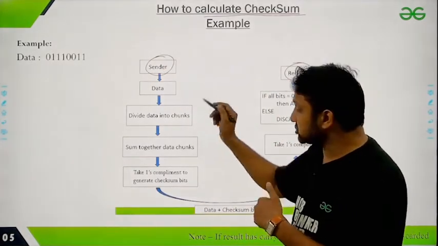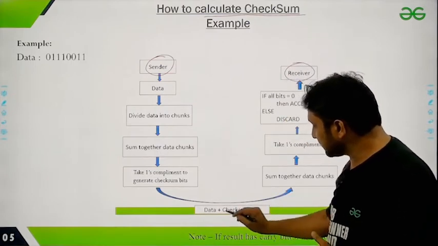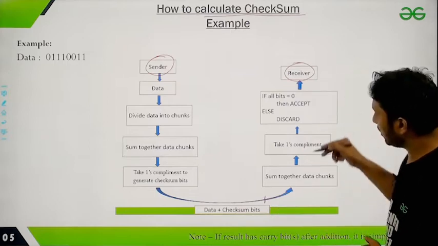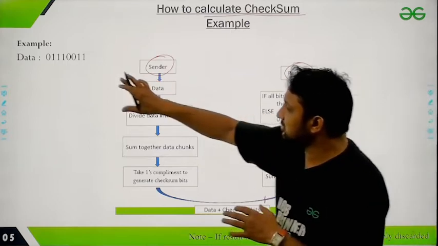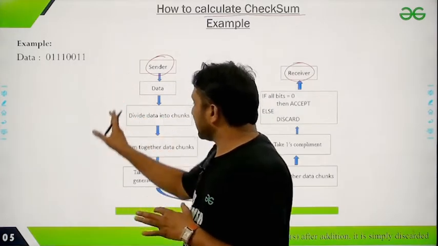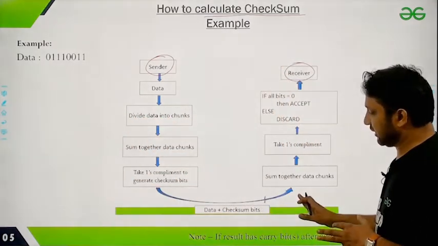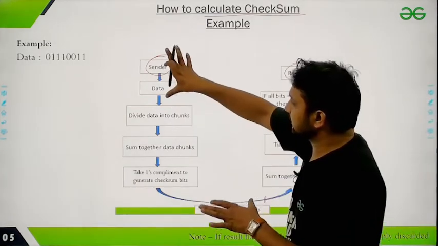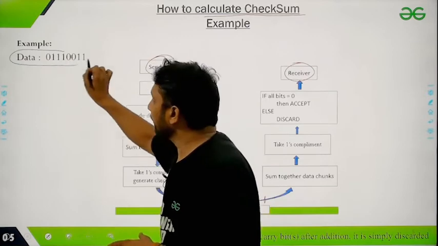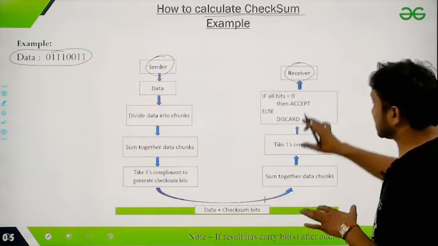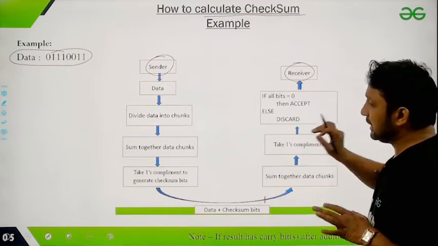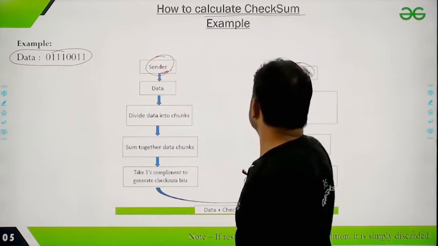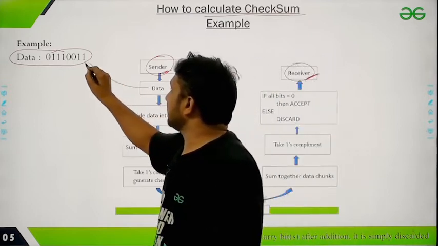In the previous slide, I showed you how we created the checksum bits up to this point. I did not show you how the receiver was working, but here I will show you how the sender is working as well as how the receiver is working. We have already gone through this picture, but I will use this data now to explain how the working of the checksum algorithm is going on. So this is the sender, this is the receiver, this is our data.